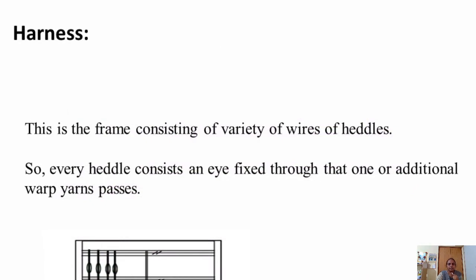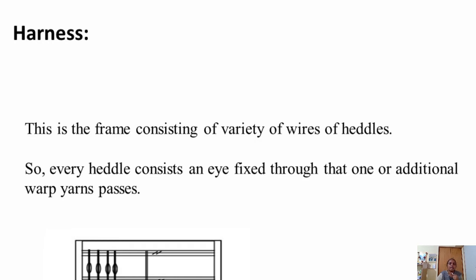Then you have to understand what is a harness. This is a frame consisting of a variety of wires or heddles. So harness is a frame. It contains the variety of wires or heddles. Every heddle consists of an eye through which one or more warp yarns pass. This is the harness. Here are the wires, and these wires consist of the eye through which one or more warp yarns must pass. This is the harness.